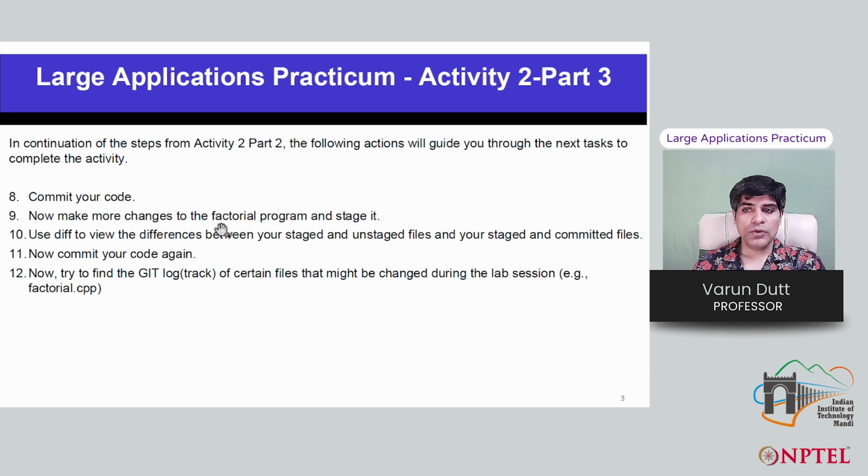I'm going to talk to you about the activity in this lecture, and this is continuing from the prior tasks which we have done with Git. Here you can start committing your code. Now you will make some changes to the factorial program and some more changes to it, and then you can stage it by writing the git add command. Then you can use the diff option to see the difference between what has been staged, what is not staged, and your working directory. You can also check what has been staged and its difference with respect to the repository.